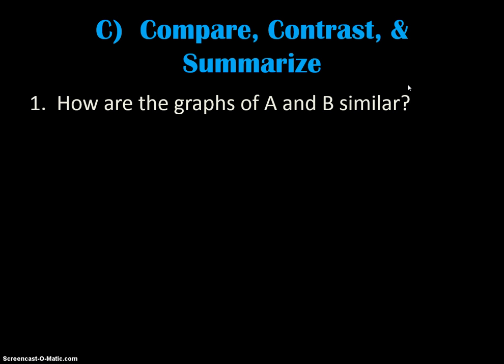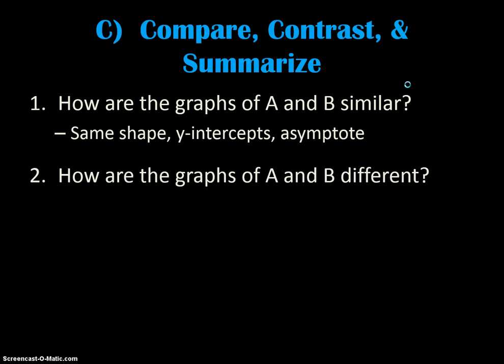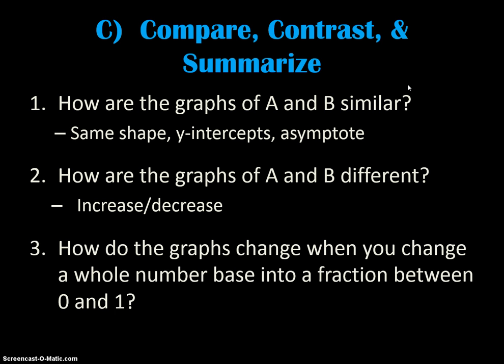Now that we've graphed everything, that was what, 6 graphs? Let's compare, contrast, and summarize. So how are the graphs from A and B similar? Each of them has the same shape, y-intercepts, and asymptotes. But then how are they different? The first set, so that was the first 3 for graphs of A, those ones were all increasing, versus the 3 reciprocal graphs, which were the graphs of B, those were all decreasing graphs.